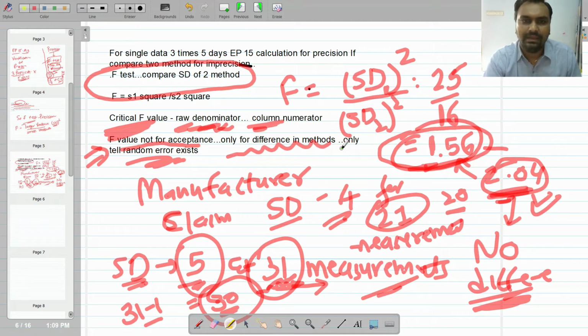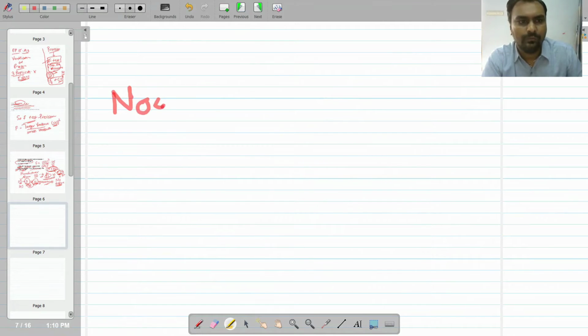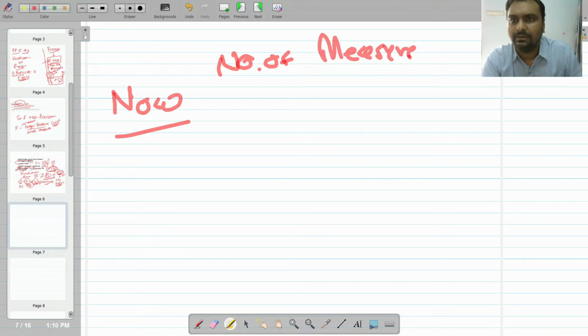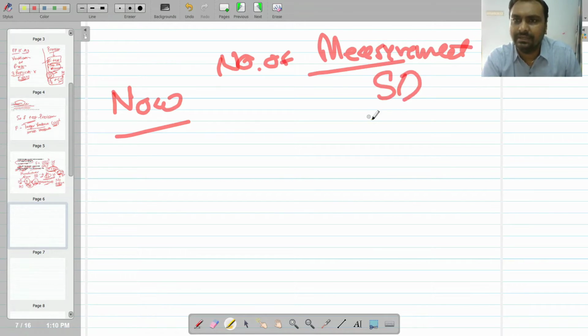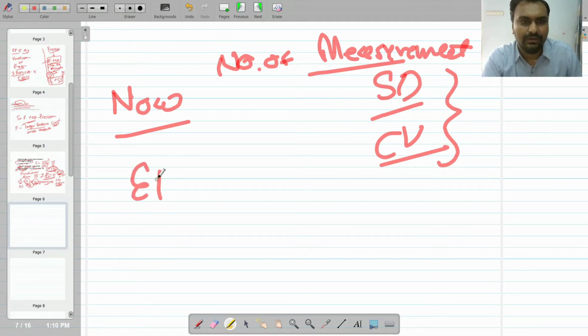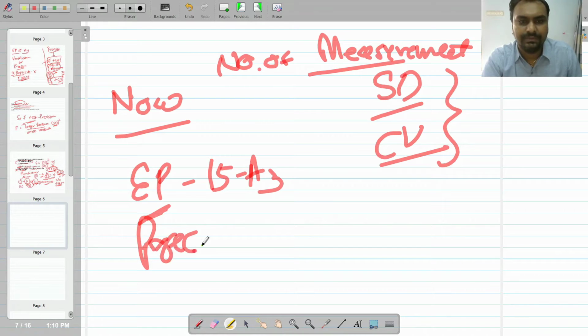And for this experiment, at least we should know the SD and the number of measurements of the manufacturer. The manufacturer has to give the SD and also the number of measurements. Then it is a very simple method to check whether there is random error or not. So now, if the number of measurements is not given, and the manufacturer has only given SD or CV, then what can we do? For that, we have the EP15 A3 protocol for the precision check.